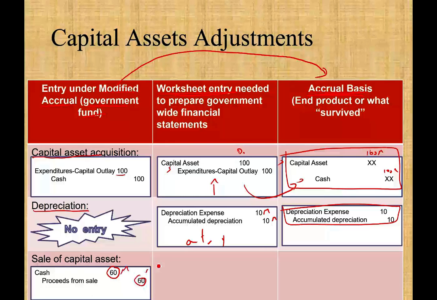So we sold some assets, and this is what we do. Now we're going to have to convert this entry into accrual basis. We're going to have to convert it into accrual basis. Proceeds from sale should not be there.